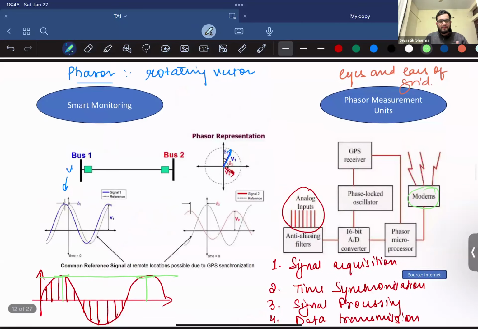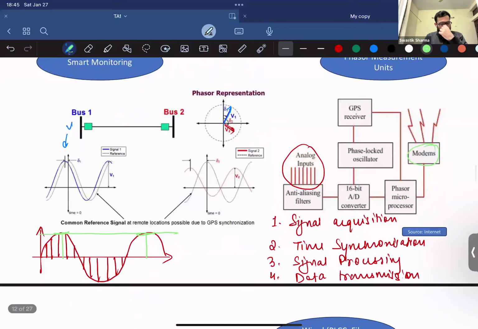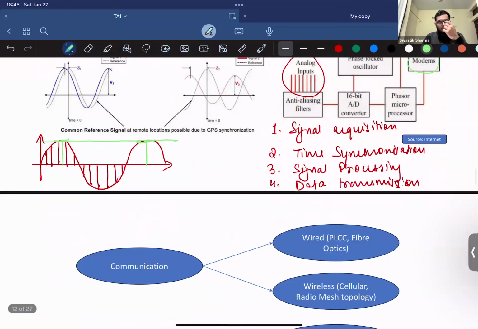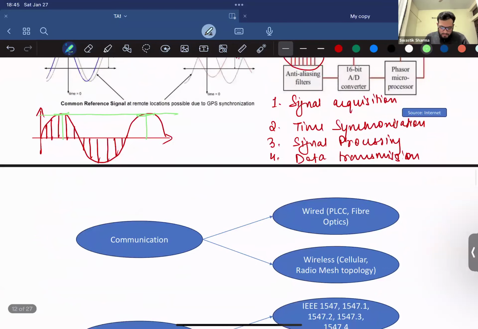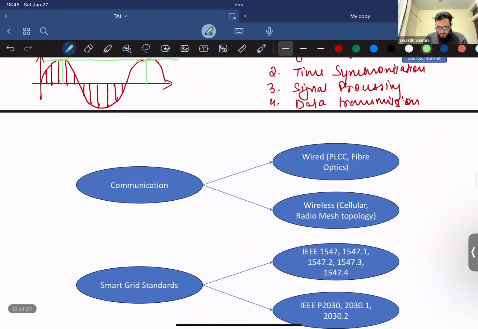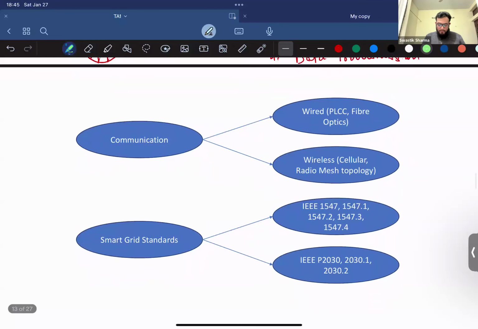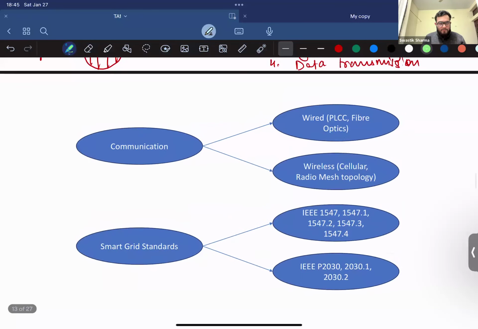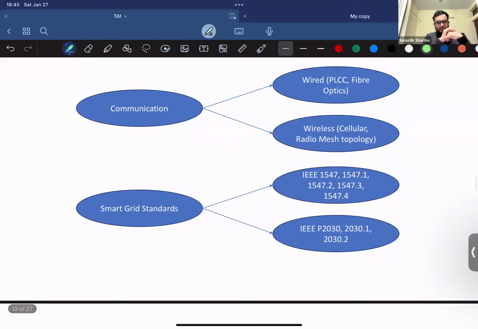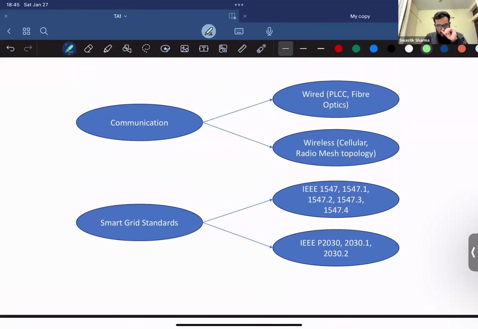We will discuss this in detail when we come to, I guess, the third week or fourth week, where we discuss the different elements of the system. I just wanted to give you a brief overview. Also for that we need communication. There are two main types of communication. One is wired. We have power line communication and fiber optics. Both are wired. We require a physical connection to the different places where you want the communication signal to be interfaced.